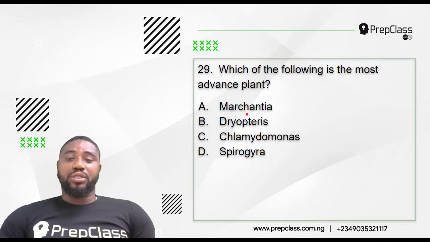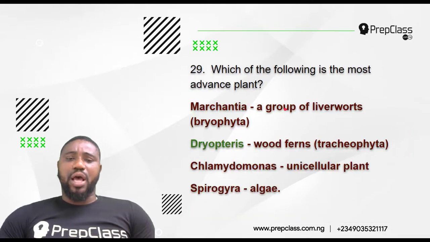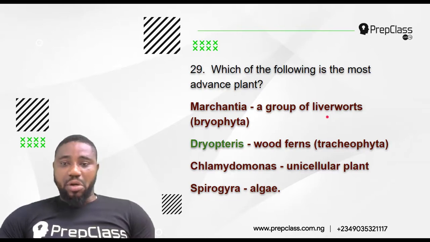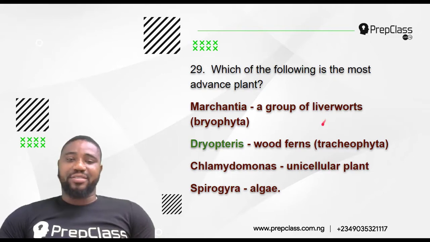So we're looking between Marchantia and Dryopteris. But what are those two? Now, Marchantia are a group of liverworts. I believe you know what liverworts are. Liverworts belong to the class Bryophyta. We have the liverworts, we have the moss. They are also simple plants, but they are much more advanced than the algae. So Marchantia is a group of liverworts. So they belong to Bryophyta.